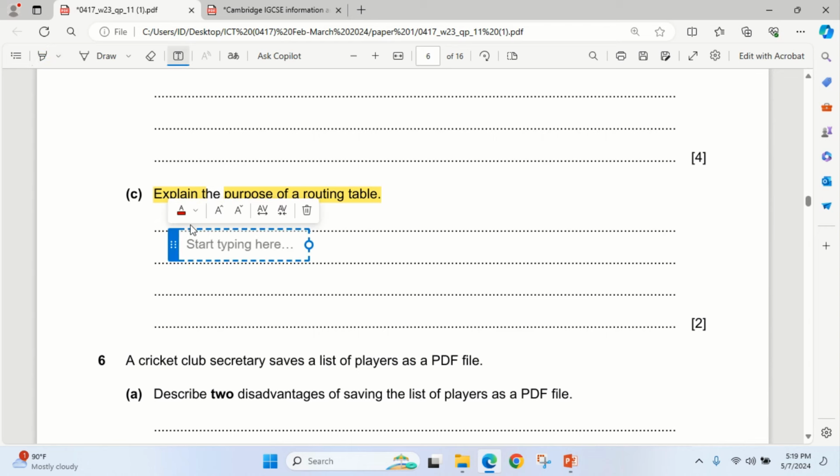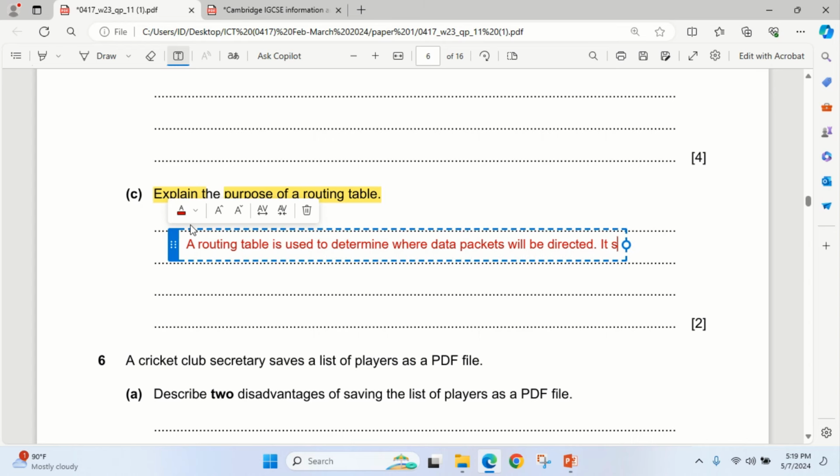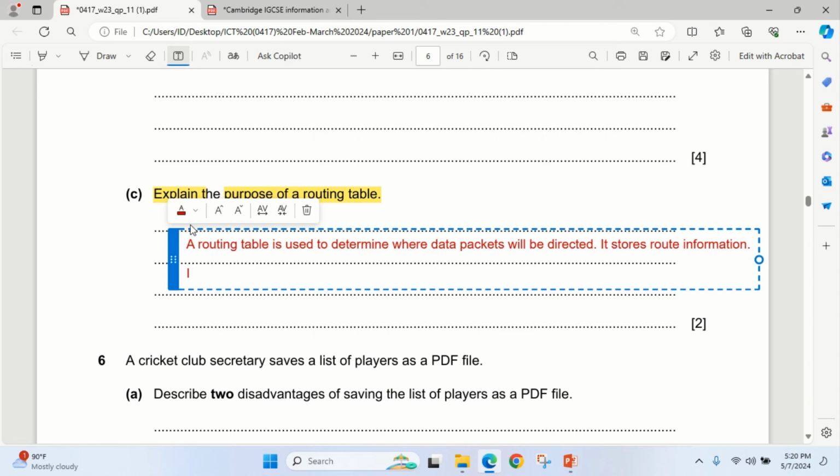Now a routing table is used to determine where data packets will be directed, and again by so doing it stores route information. That is very important, and that means it stores IP addresses. Okay, good. So that's it for 2 marks.